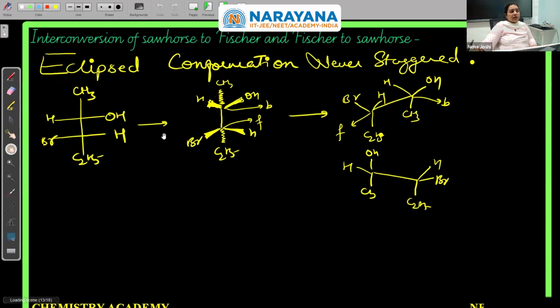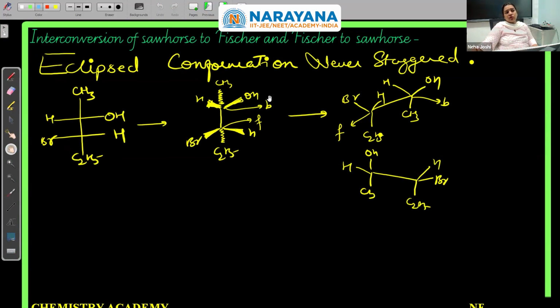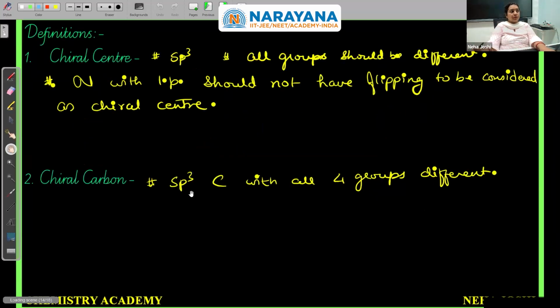Okay. Interconversion, again for sawhorse to Fischer or Fischer to sawhorse, you have to maintain that they are in eclipsed conformation always. If you want to make a Fischer, bring them to eclipse, then only you draw. If you want to go from Fischer to Sawhorse or Newman, bring them to eclipse and then you proceed. That is a rule. That is a compulsory step.